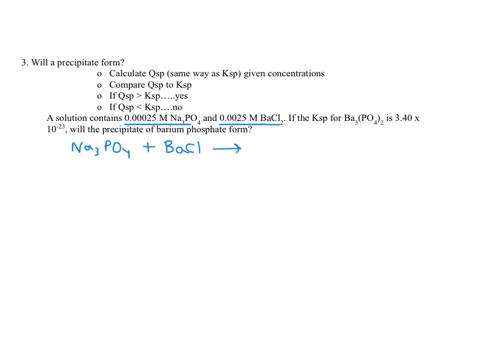So when that happens, we're going to end up with NaCl, and so my Na, my Cl here, this is not balanced, and then barium phosphate.